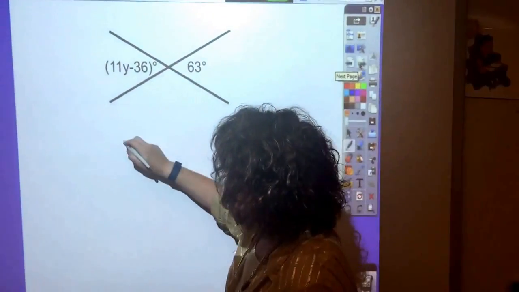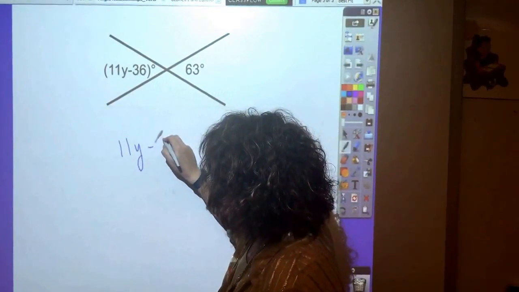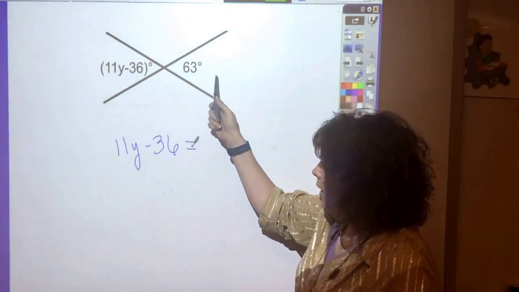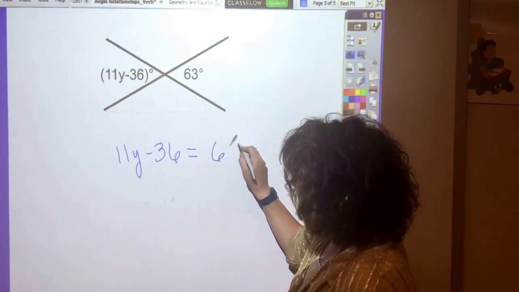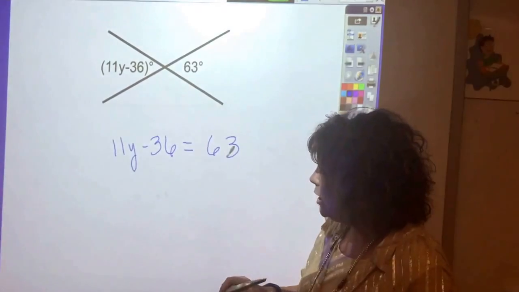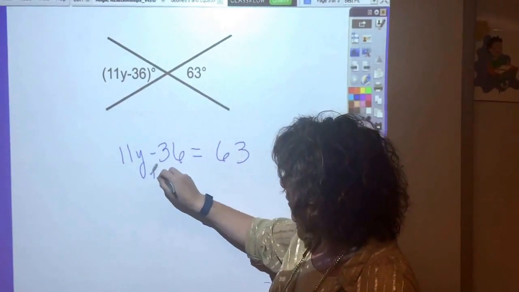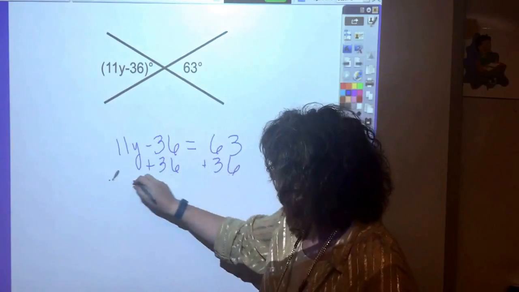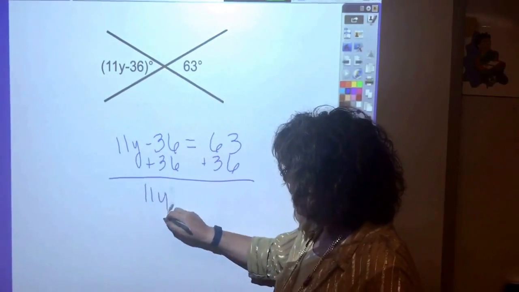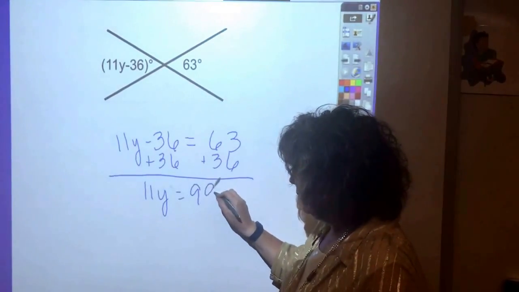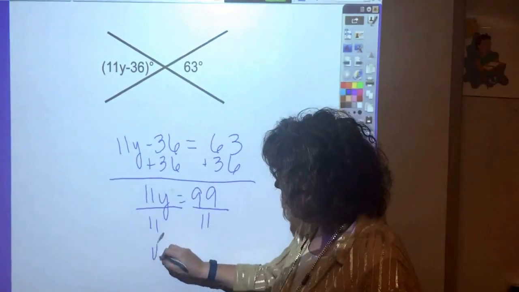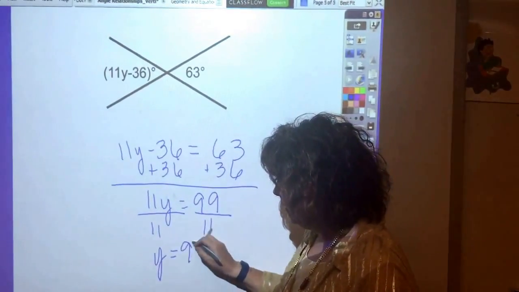So here we go. 11y minus 36, and that's equal to, now it's across from, so it's equal to 63, okay? So now I have to add 36 to both sides, and I'm going to get 11y equals 99. And then I'm going to divide by 11, divide by 11. So y equals 9, okay?